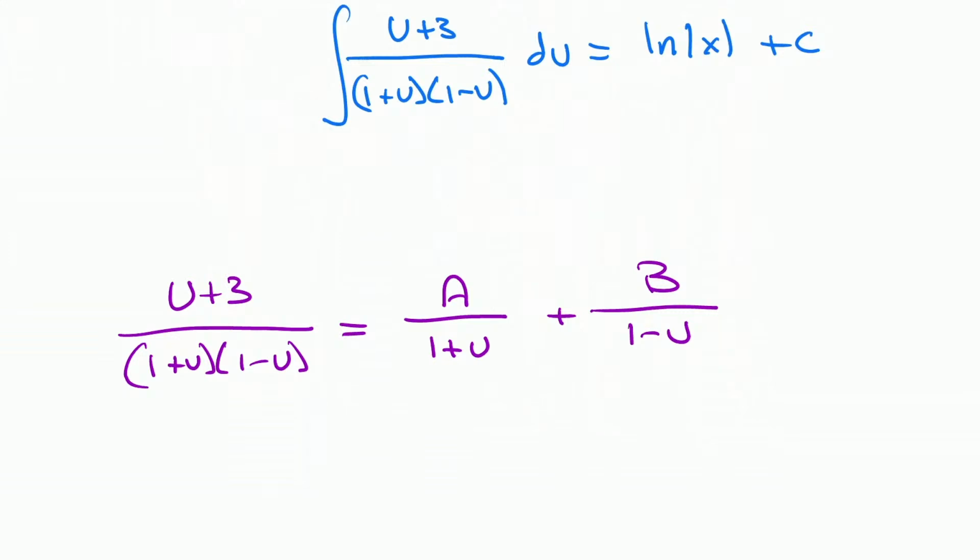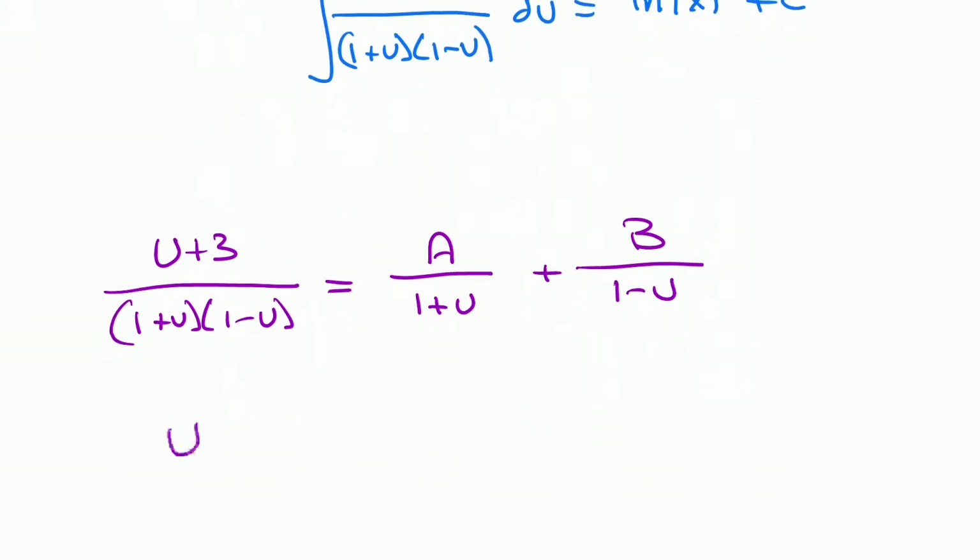And then you do the cross multiplying, so that we have u plus 3 is a times 1 minus u plus b times 1 plus u. Just in case, I don't want to make it look easier than it really is. What we're doing here is we multiply the entire equation by that common denominator of 1 plus u times 1 minus u. On the left, that whole denominator goes away. On the right, the 1 plus u cancels, but you're left with 1 minus u. And here the 1 minus u cancels, and you're left with 1 plus u.